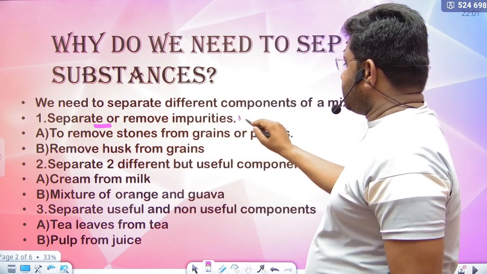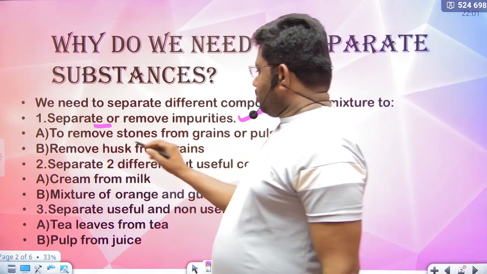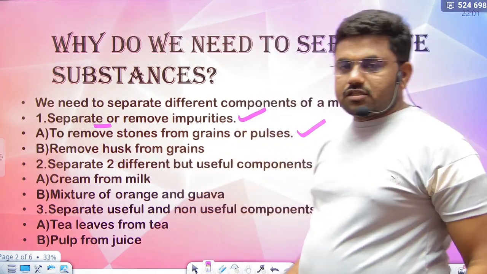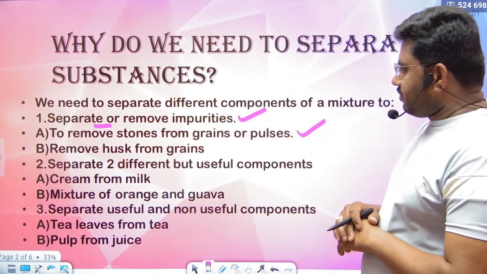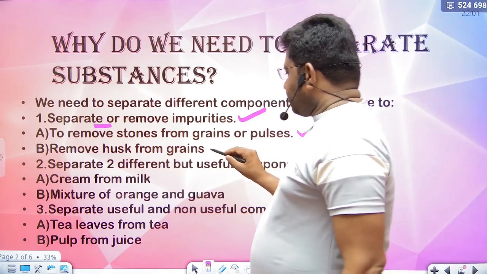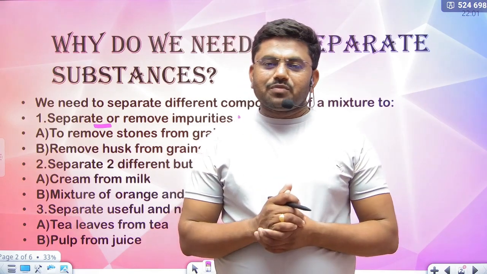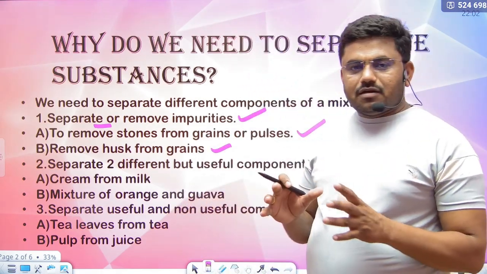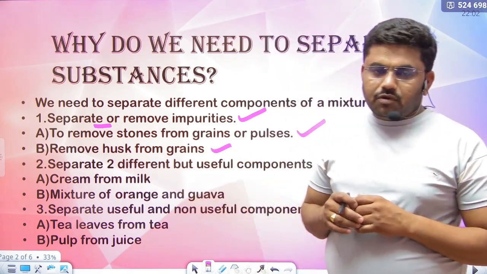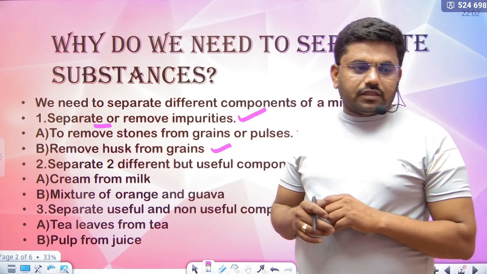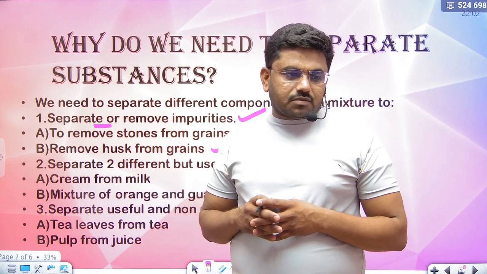The first reason is to remove impurities. We have to remove the stones from the grains or pulses. This process takes place in our everyday life. We also remove the husk from the grains, which every farmer does. If the husk were there, we could not eat the grains, and they would not digest. That's why we have to remove the impurities from these substances.